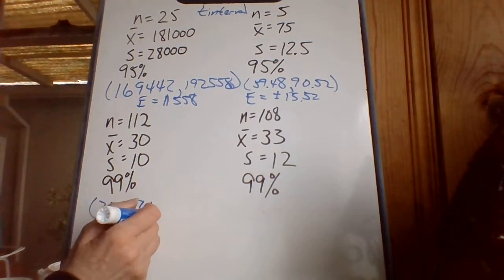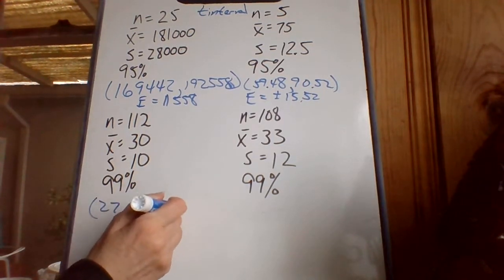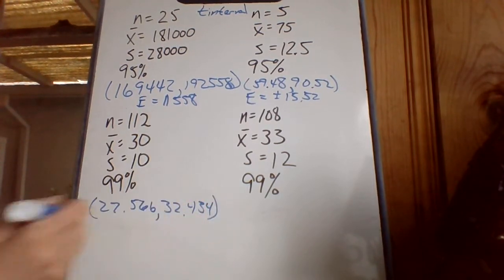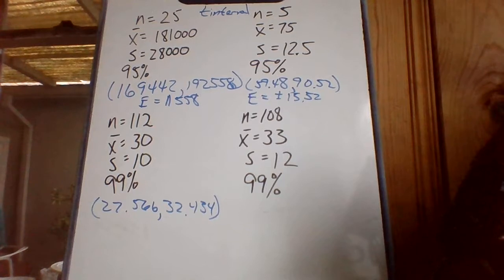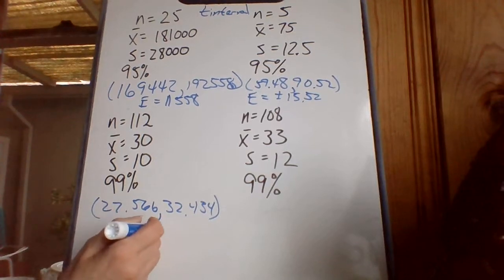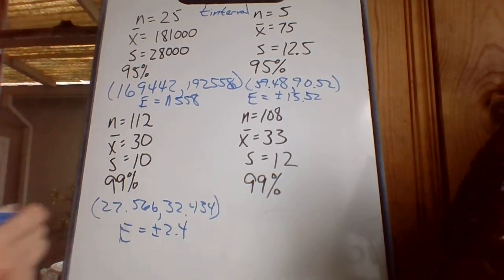27.566, comma, 32.434. And then 32.434 minus 27.566, divided by 2, okay, so the error is plus or minus 2.4.